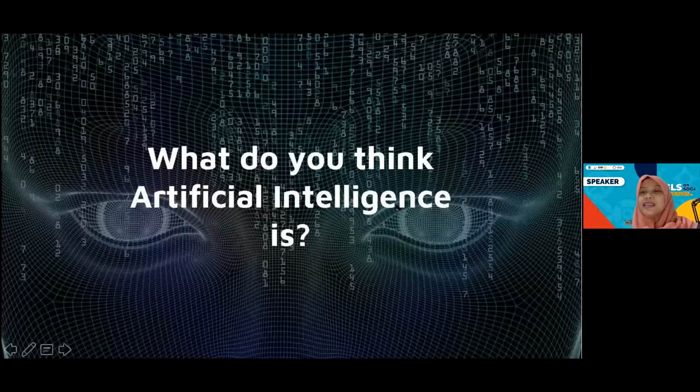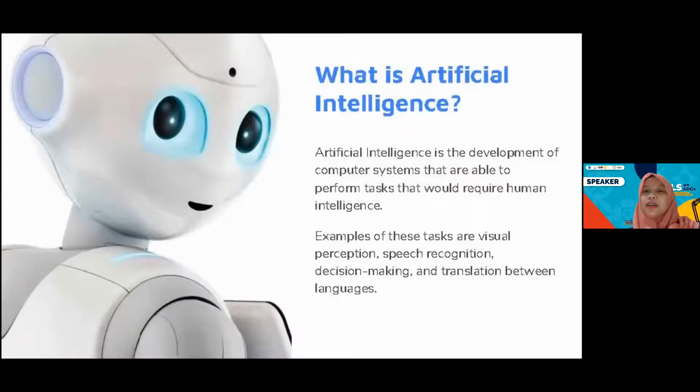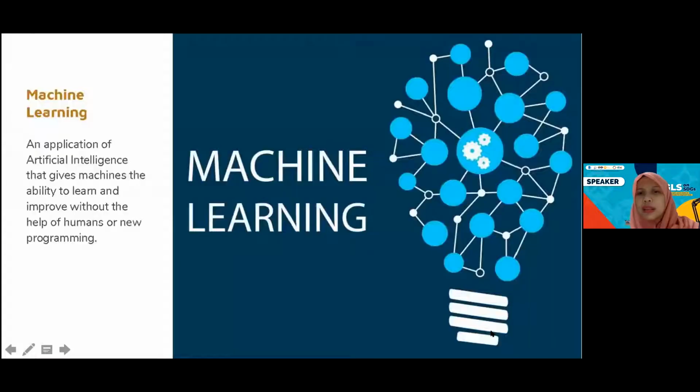AI is the development of computer systems that are able to perform tasks that would require human intelligence. So they can think, make decisions, do visual perception, speech recognition, and translation between languages. And in AI, we have machine learning, which is how the computer thinks like a human brain. In machine learning, we have many algorithms and methods to make decisions and to think like humans.